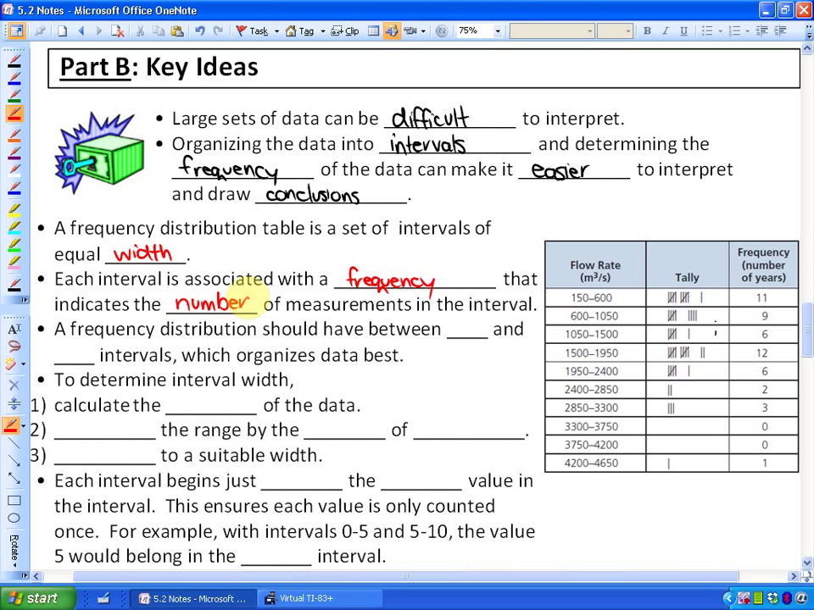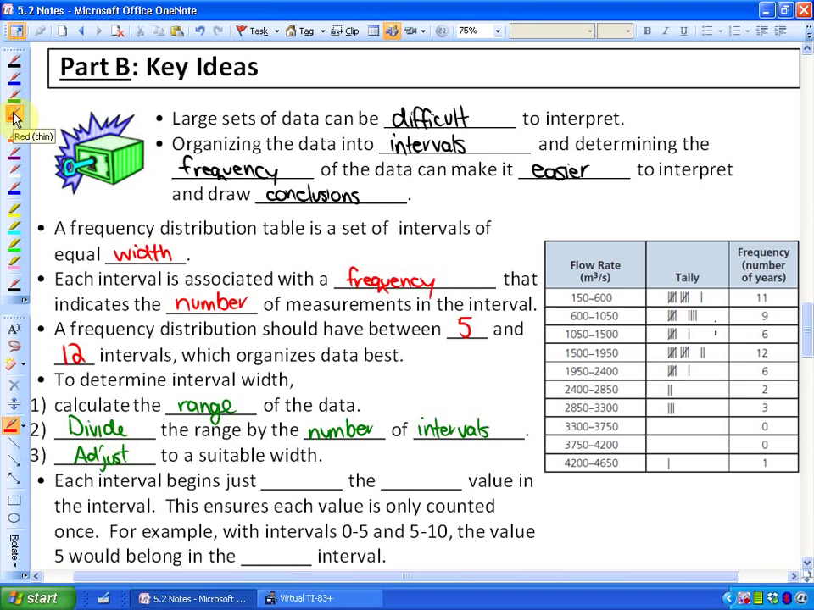Next, a frequency distribution should have between, and this is just for visual reasons and just for organizing well, between 5 and 12 intervals, which organizes the data best. To determine the interval width, here's what you would do. You would first of all determine the range of the data, so do the highest minus the lowest. You would then divide the range by however many intervals you would like to have, so by the number of intervals. Next, you would adjust to a suitable width. Okay, so that can give you an idea of what your interval width should be.